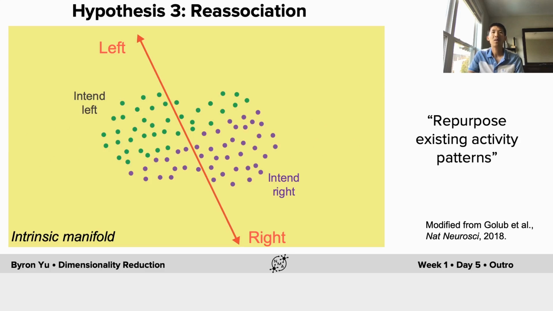The third hypothesis is called reassociation. All I've done here is to recolor the points, where there are now more green points up here and more purple points down here. Here the clouds did not move at all. All that's happened is that the animal would be using neural activity at different times, but similar neural activity patterns as before. We performed various tests on the real data, and in each case, hypothesis 3 was a clear winner.